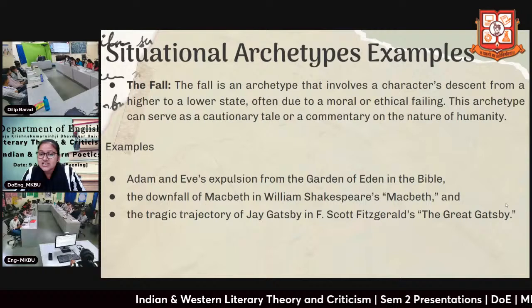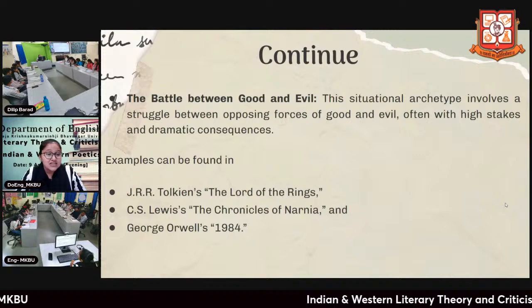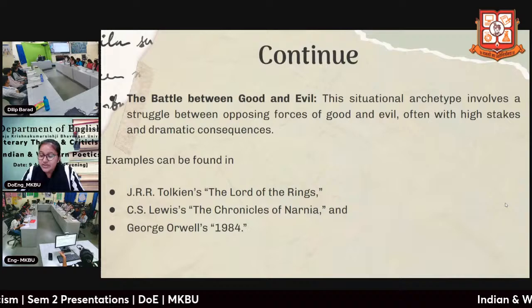The battle between good and evil. This situational archetype involves a struggle between opposing forces of good and evil, often with high stakes and dramatic consequences. Examples can be found in J.R.R. Tolkien's The Lord of the Rings, C.S. Lewis's The Chronicles of Narnia, and George Orwell's novel 1984.